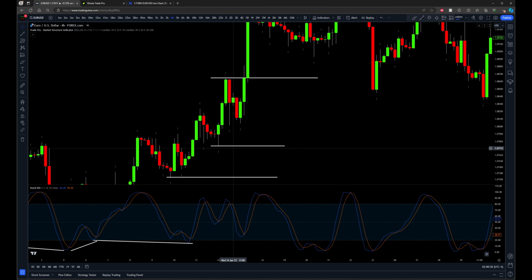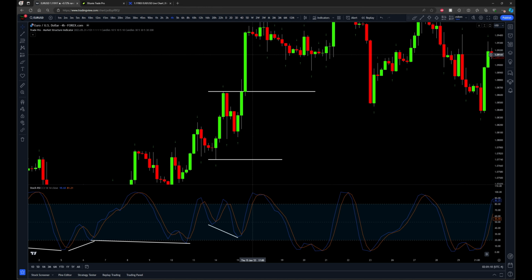We're expecting this pullback is going to be higher than this one right here. And we get a hidden bull. We don't get any reset, but we do get a hidden bull. So you potentially could expect that that's going to go higher.